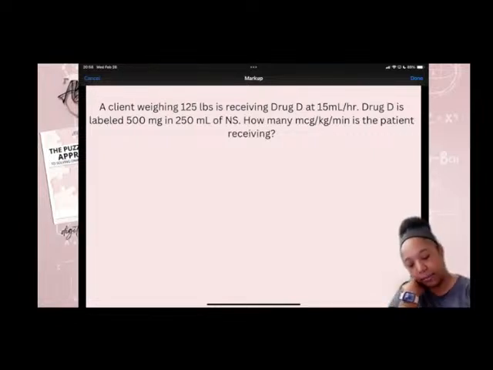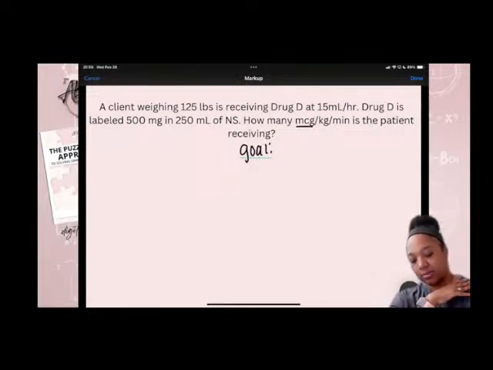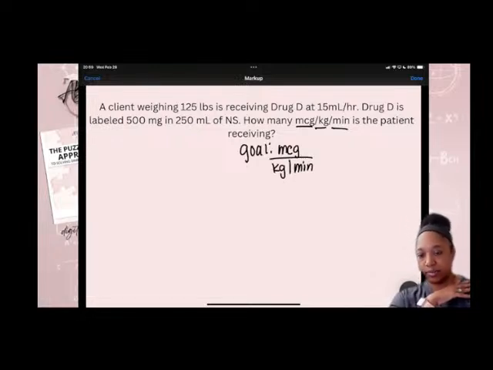All right, boom. So, what is our goal? What is the goal here? Because you got a 125-pound patient receiving drug D at 15 mLs per hour. Drug D is labeled 500 mgs and 250 mLs of normal saline. How many micrograms per kilogram per minute is the patient receiving? I misspoke earlier, micrograms, okay? So, what are our puzzle pieces?